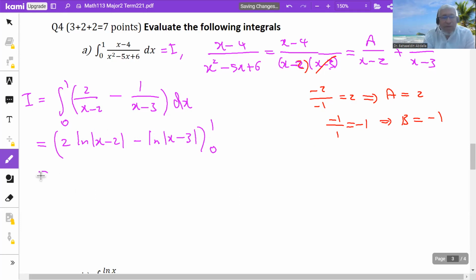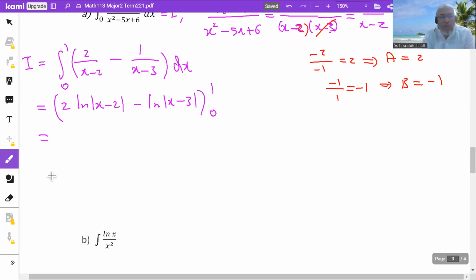So let me replace x first by 1. So I'll have 2 ln of 1 minus 2, which is -1. Absolute value of -1 is 1. So I'll have ln 1, and this is 0, in fact. Ln 1 is 0. So minus ln of 1 minus 3, which is -2, absolute value 2, so ln 2. So that's the first one.